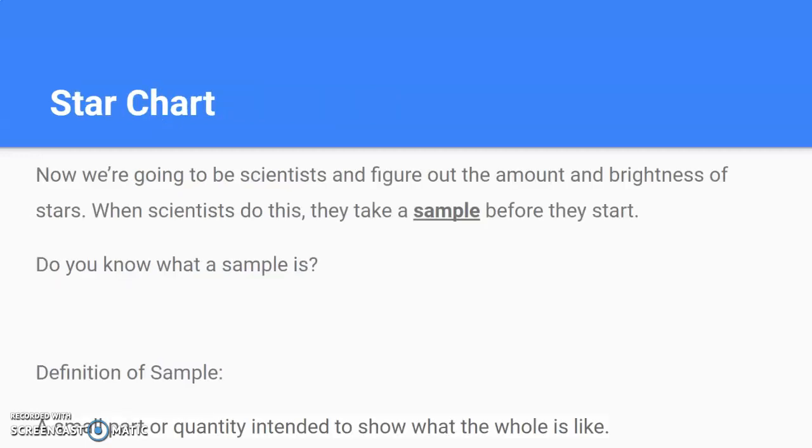Star chart. Now we're going to be scientists and figure out the amount and brightness of stars. When scientists do this, they take a sample before they start. Do you know what a sample is? Write it below if you do. A definition of a sample is a small part or quantity intended to show what the whole is like. An easier definition of a sample is a small part of something bigger.